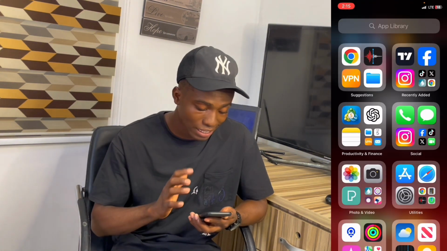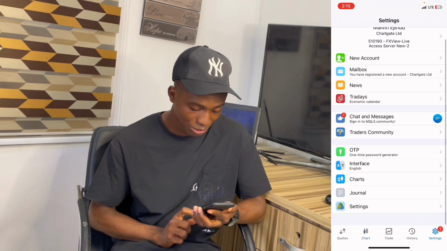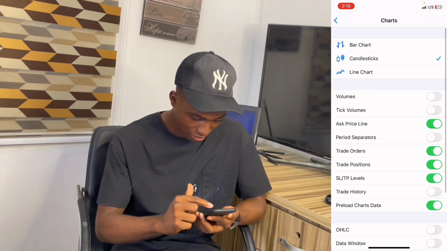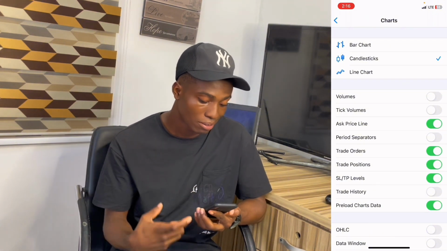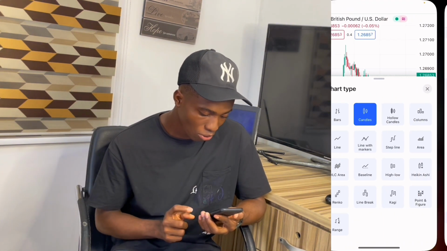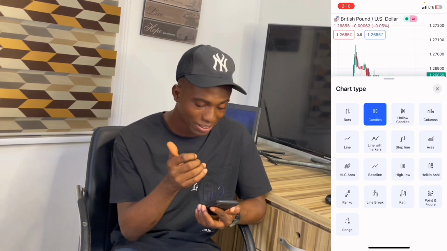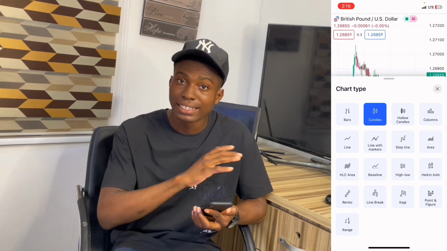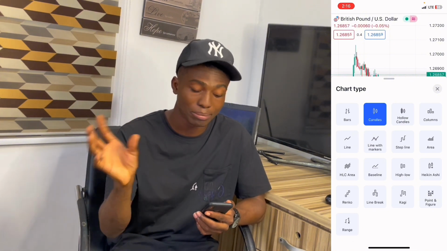Now let me show you how MT5 really looks. If you tap on MT5, go to the settings part and go to charts, you can see the only options we have are bar charts, candlestick, and line charts. If you come on TradingView, we have a lot more. We have bars, candles, hollow candles. This is a lot. This is way more advanced than using just MT5.